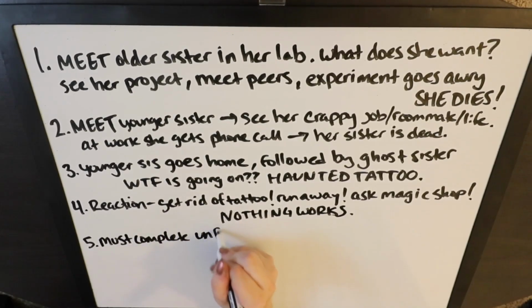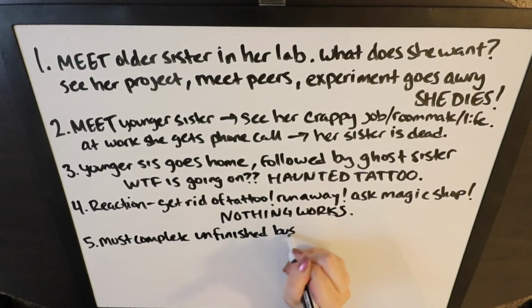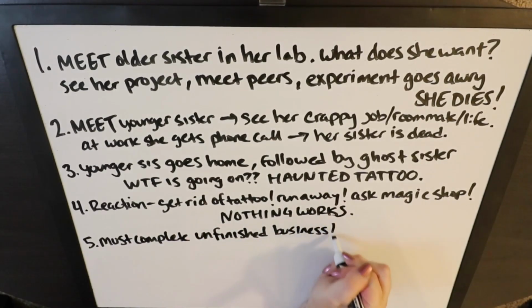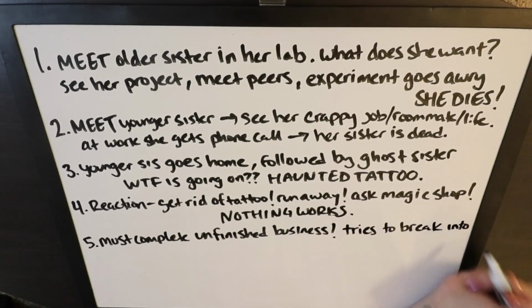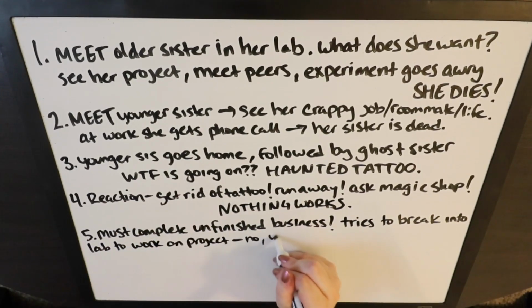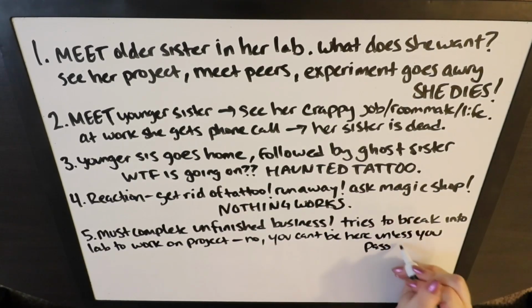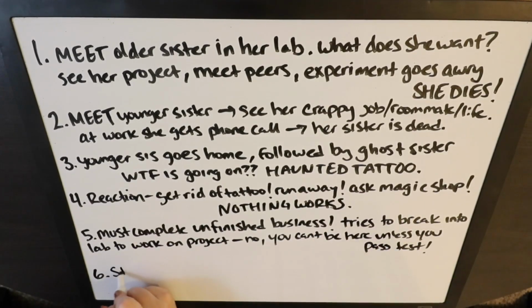The next chapter is an action chapter, so we'll have the younger sister going to the lab and demanding entry. Maybe she sneaks in and tries to secretly work on her sister's project, and then she's told, no, you can't be here unless you pass our very elite admissions test. So chapter 6 is the consequence to this.